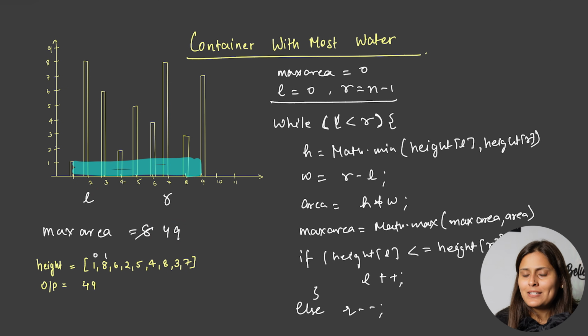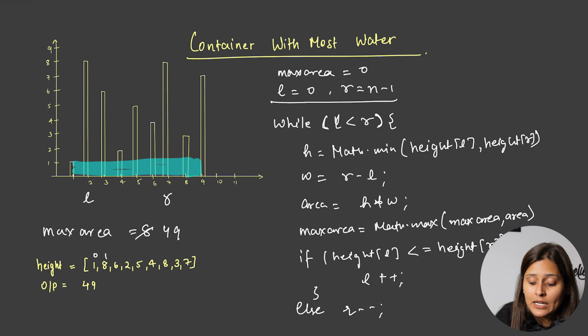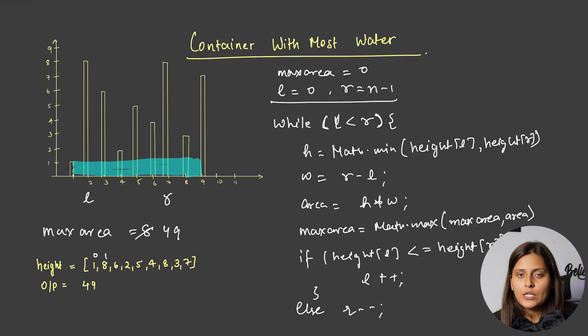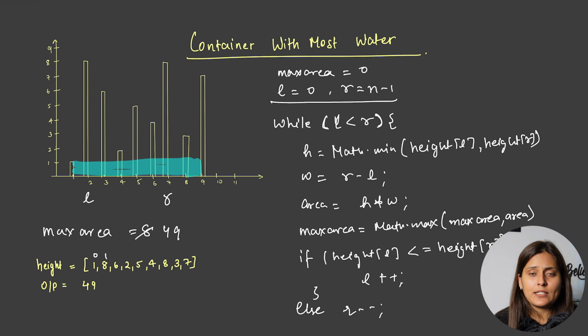And what is the time complexity here? You can see we are running a while loop, correct? And we are running it until the left crosses the right pointer. So basically every point, either by left or by right, we are reaching only one time.